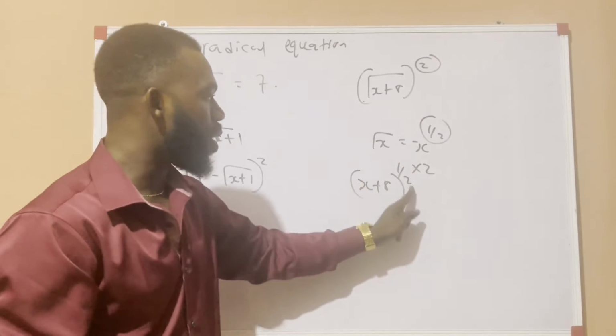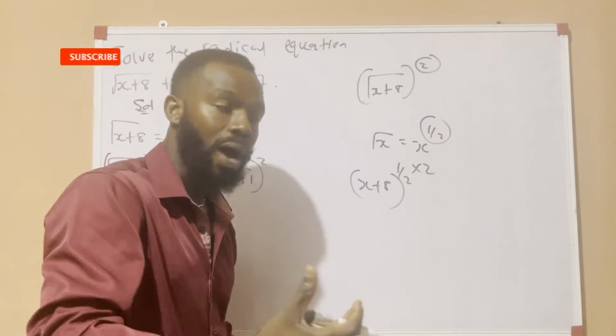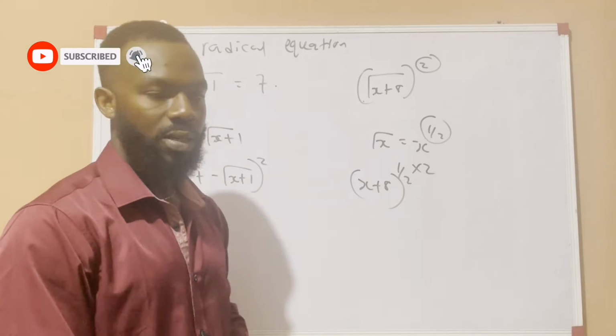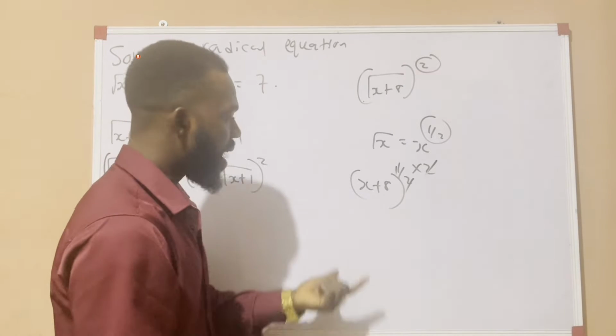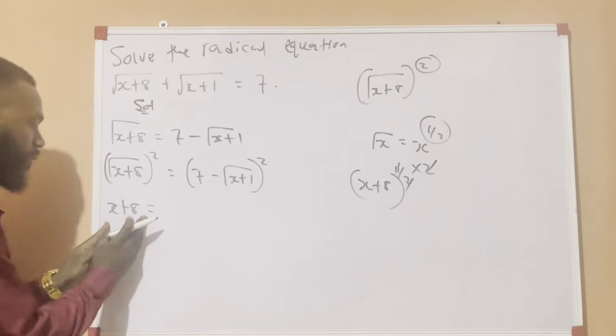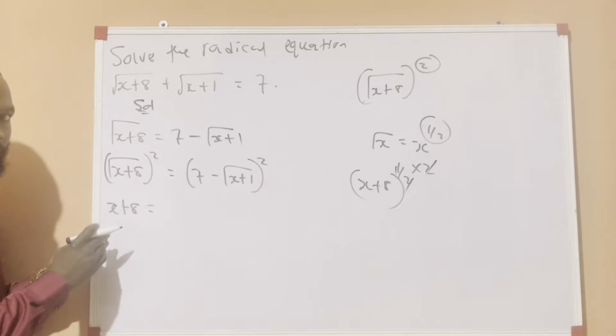The root is the 1 over 2. The 2 is the former power that root x plus 8 was carrying. If 2 cancels out 2, what I have left is 1. And x plus 8 raised to the power 1 also gives us what? x plus 8. It is as simple as that.